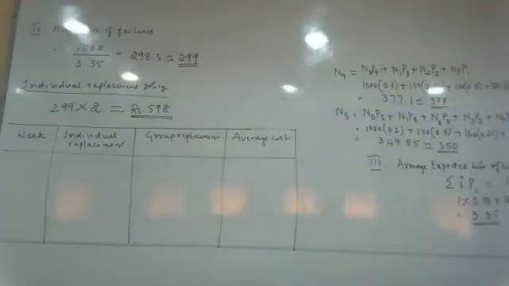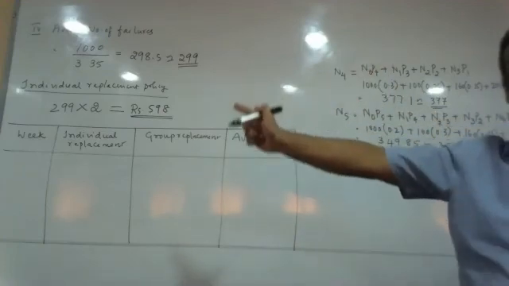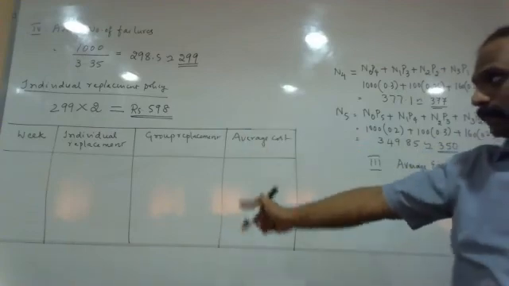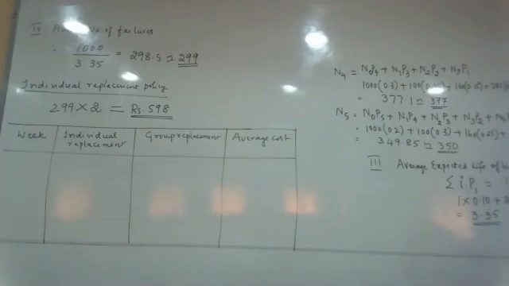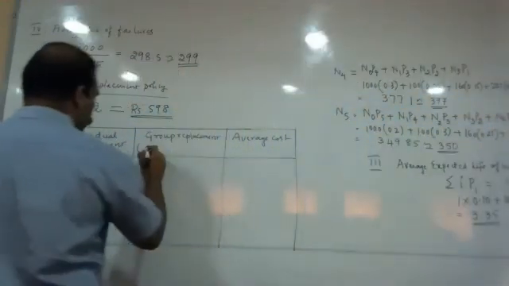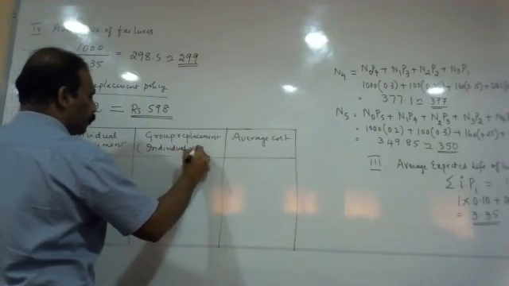We have to write this table. I want everyone to please go through the columns here. The first column is week, the second column is the individual replacement, the third column is group. Now when we say group, it contains both individual and group. It will be a combination of individual plus group.